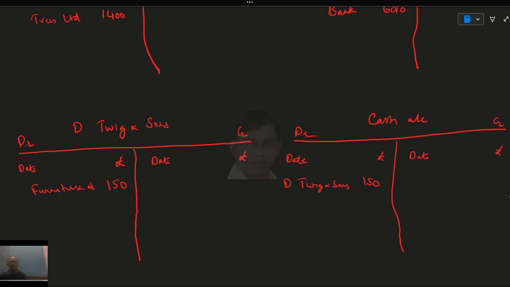So we write here D Twig and Sons. We are receiving the money from D Twig and Sons, so they don't have to pay anymore. Now they have paid. So their balance will come down by 150 because they have discharged the liability. They have paid off in cash, so you have to write here cash. No more amount is due from D Twig and Sons.